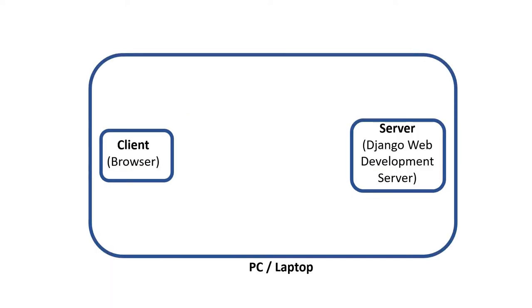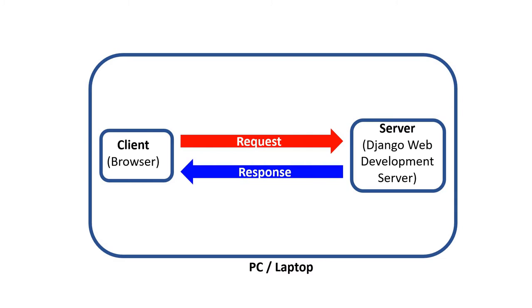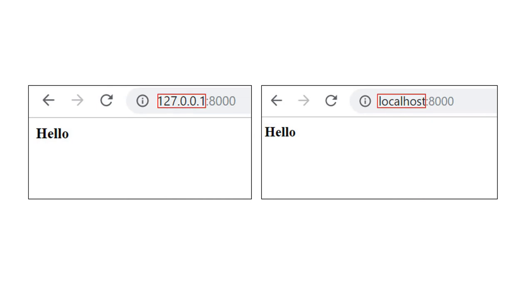When we are working on our computer, our website, the Django project that we have created, resides in our computer only. The services of a web server are provided by the Django development server. So in this case, our computer behaves like a client through the web browser as well as like a server through the Django web development server. As this server is residing in our computer only, it is known as localhost also, because we are hosting our website in our local computer, in our own PC. So in the browser you can also type localhost instead of 127.0.0.1.